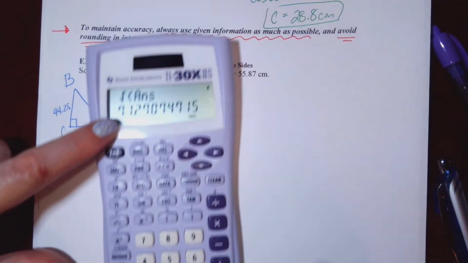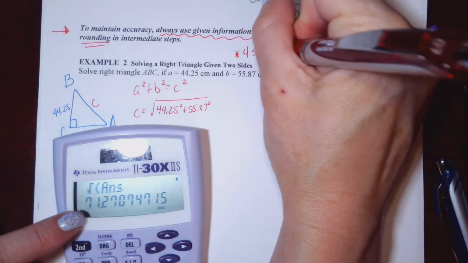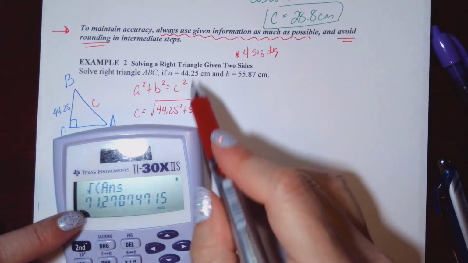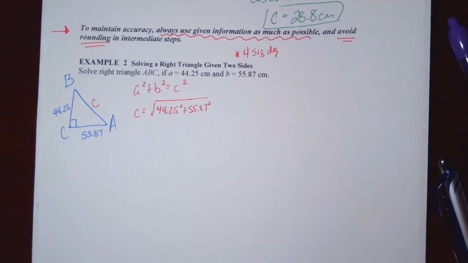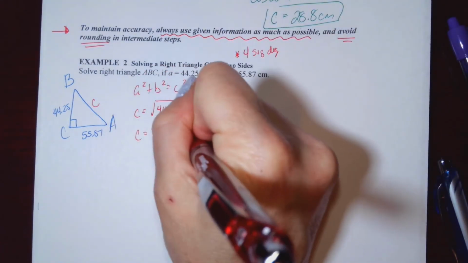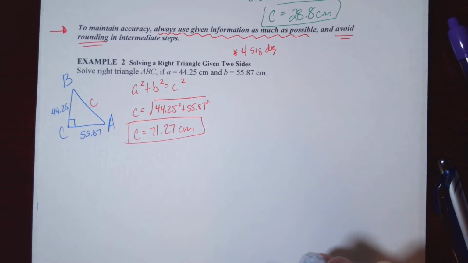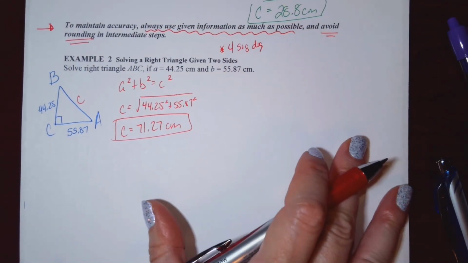Now, how many significant digits am I keeping here? I'm keeping 4 significant digits for this problem because that's what I was given for my measurements. So C is 71.27 centimeters, which works for me because that's the longest side. And now I can use my information to find my missing angle measures.